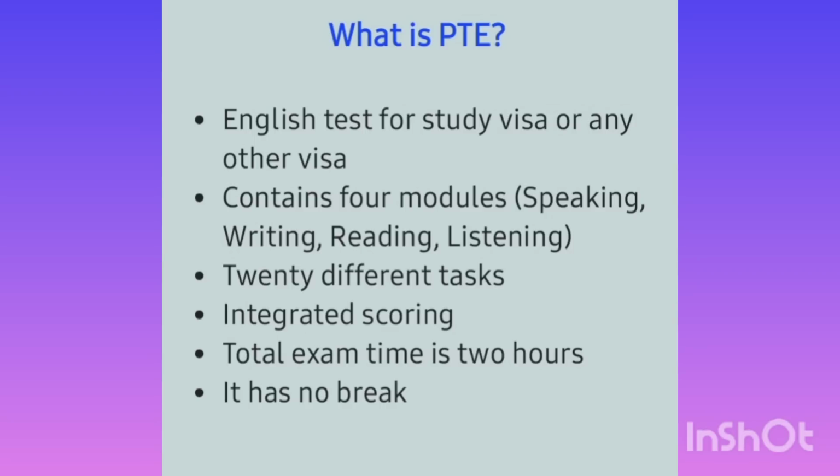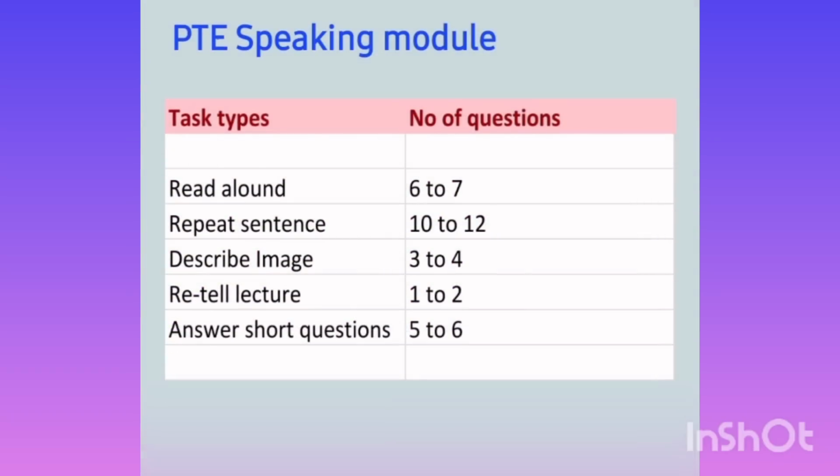So now let's get started to learn more about how many questions they are asking in each module of PTE and how they are scoring and what you should prepare and what you should not. So you can get a better idea about this. So first of all, let's get started with the speaking module. So there are around 5 different tasks, which are read aloud, repeat sentence, describe image, retell lecture and answer short questions. These are 5 different tasks in the speaking module.